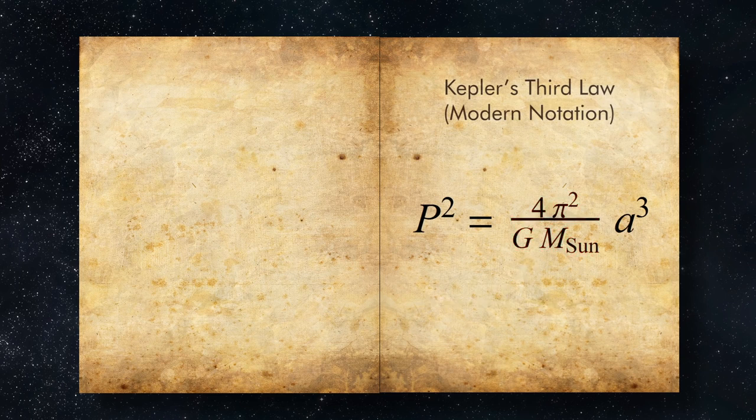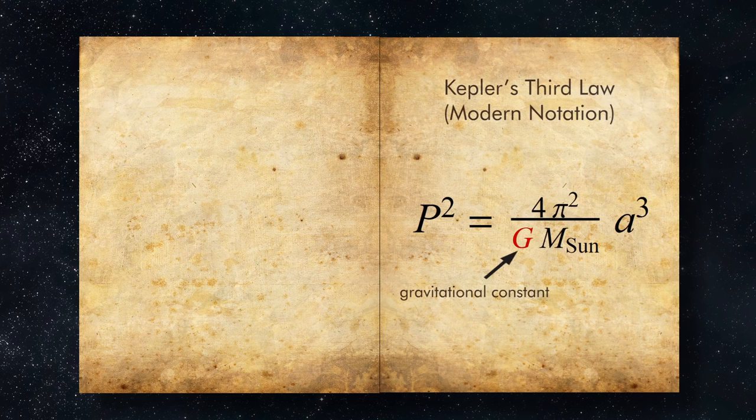M Sun is the mass of the Sun, and to be completely accurate, the equation should say M Sun plus M planet, the mass of the Sun and planet together. But because the Sun is so much more massive than even the biggest planet in our solar system, Jupiter, the mass of the Sun is more than 1,000 times the mass of Jupiter, the extra mass added by M planet is tiny compared to M Sun, and doesn't make much of a difference.